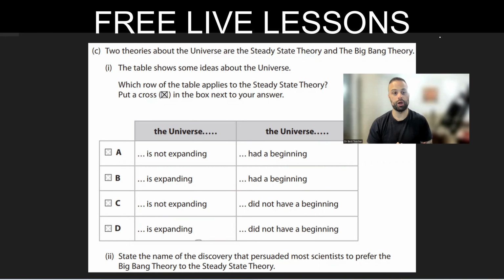So in this question, it shows the ideas of the universe: which row applies to the steady state, and which one applies to the Big Bang? Firstly, there are two theories you need to know for GCSE and IGCSE physics: the steady state and the Big Bang theory. Now, what is the difference between the two theories?